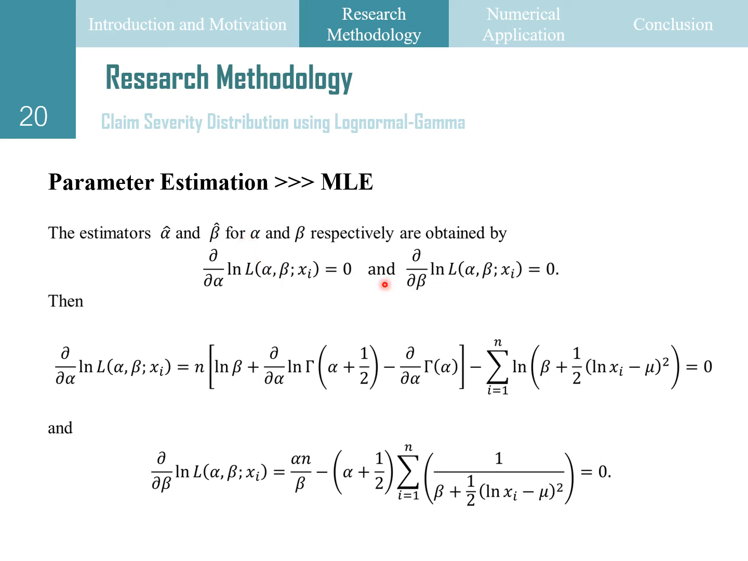Then, we have this equation like this. Since the estimation of the parameters alpha and beta can't be found in closed form, a numerical iteration technique is used to solve them.